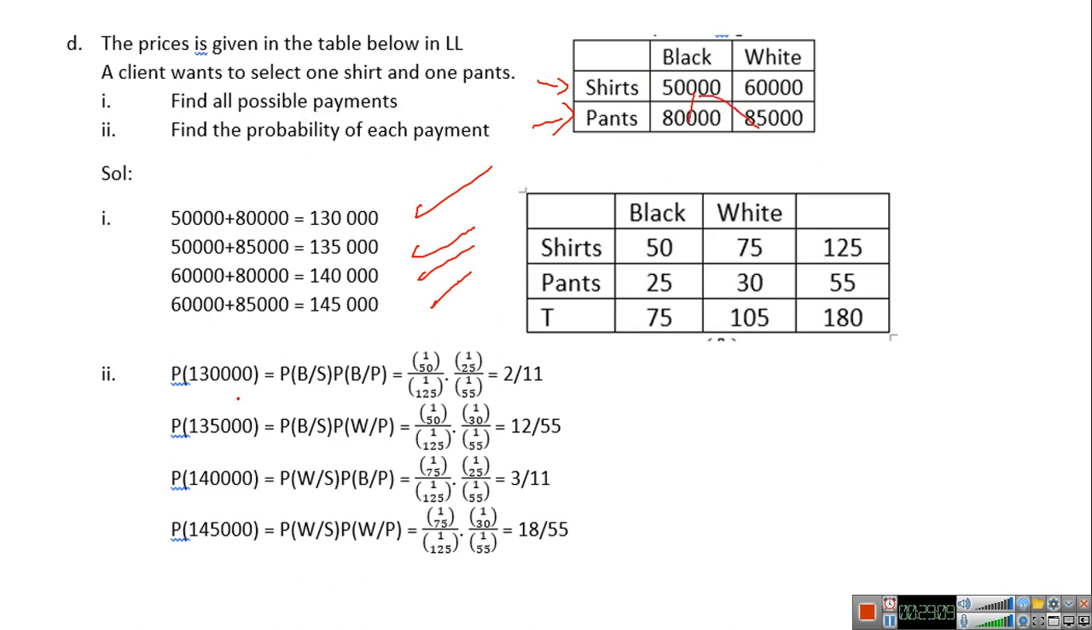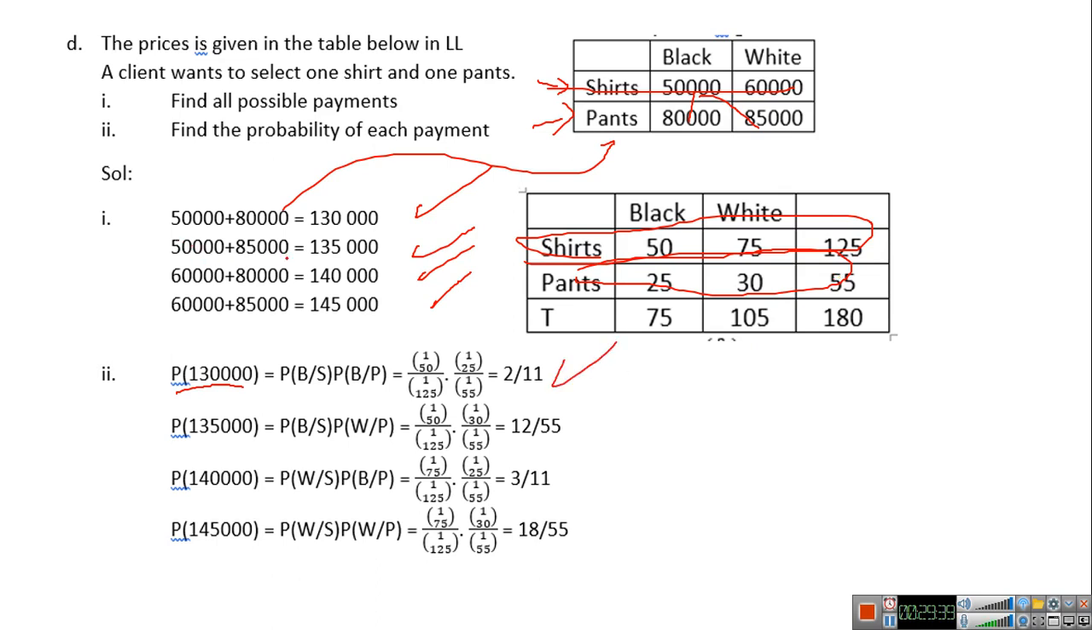Find the probability of each payment. What's 130,000? He is going to pick one black shirt from the shirts. So how many do we have? 1 out of 50 over 1 out of 25. And he wants 80,000 here, which refers to one black pant. How many black pants do I have? 1 out of 25 over the total, because it's independent, as we said.